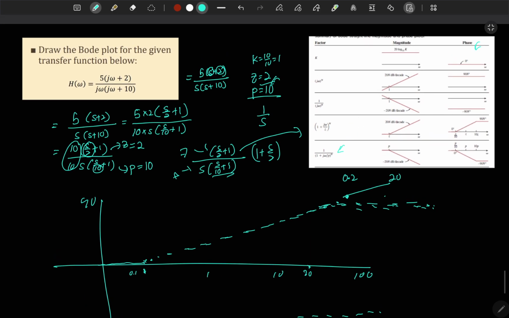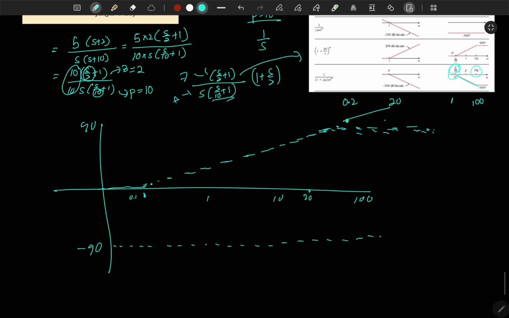Now do we have a pole? Yes, so pole per 10. Our pole was 10, so 10 per 10 is going to be 1, then it's going to be 100. Okay, now at 1 it's going to drop till 100. Now this is our 1. Okay, starting here till 100, it's going to drop. It's going to be something like this. Okay, so our line is going to be as this.